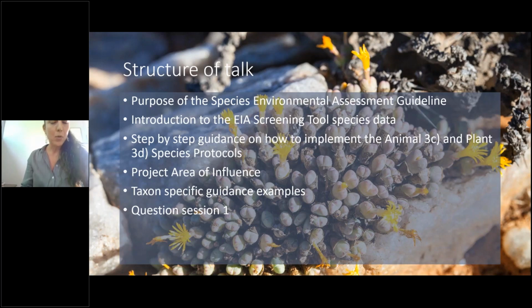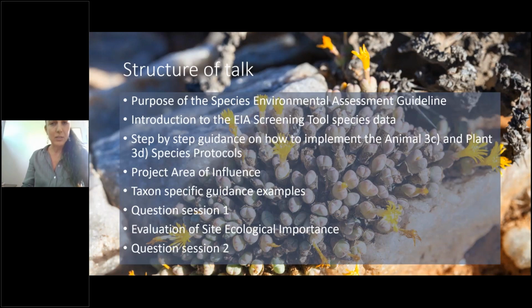And then really an important component of our guideline is a new methodology to evaluate site ecological importance. And this is quite a technical process that I'll explain following our first question session. And it's going to have a lot of implication for the way specialist studies are done going forward. And then we finish off with a second question session.